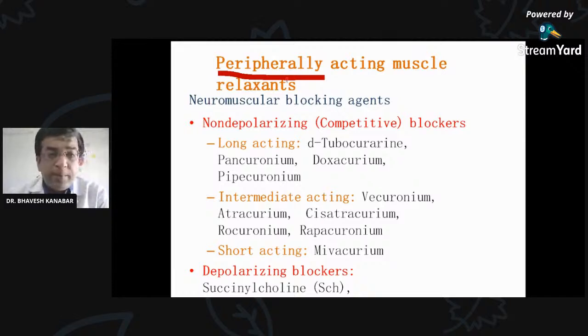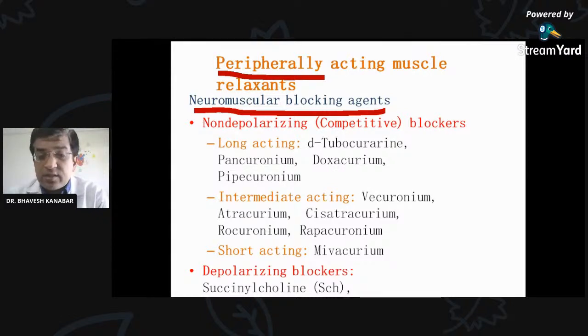So in peripheral skeletal muscle relaxants, these drugs are called neuromuscular blocking agents. Now tell me, why are these drugs called neuromuscular blocking agents?